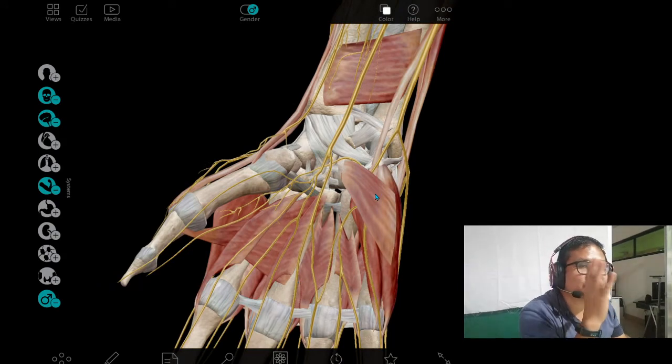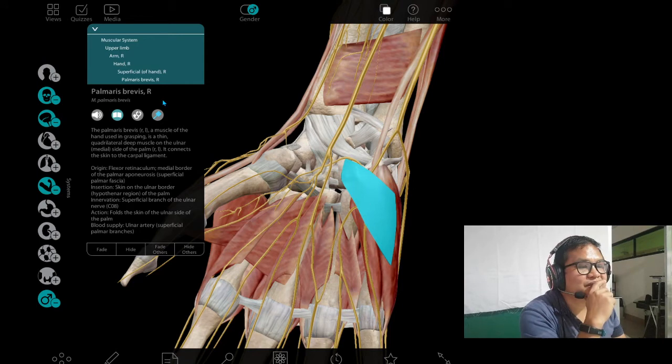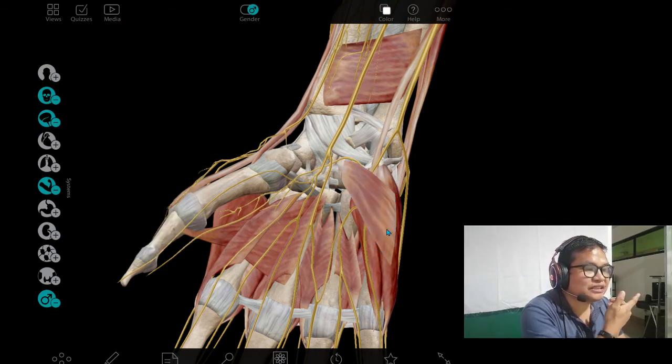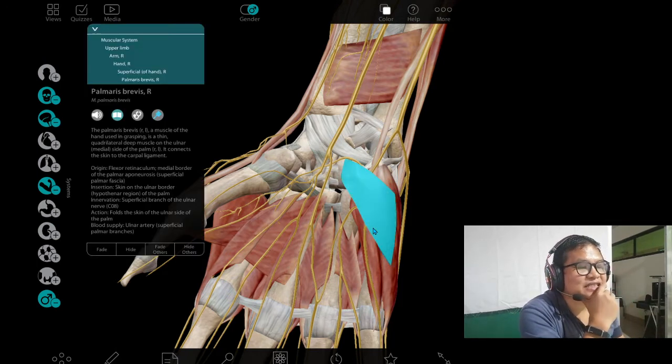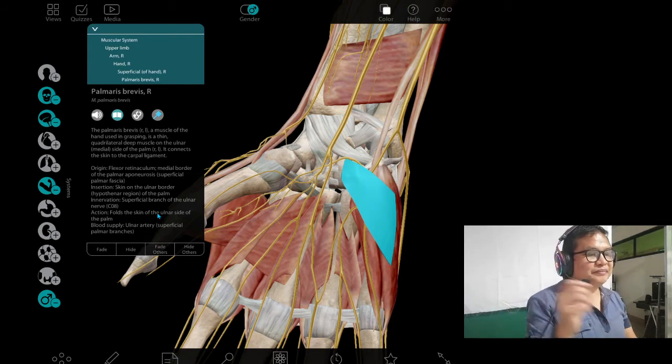Then let's go to the little finger. So we have here the palmaris brevis. It originates from the flexor retinaculum and inserts on the skin of the hand. It is a superficial muscle. Its action is to fold the skin on the ulnar side of the palm.